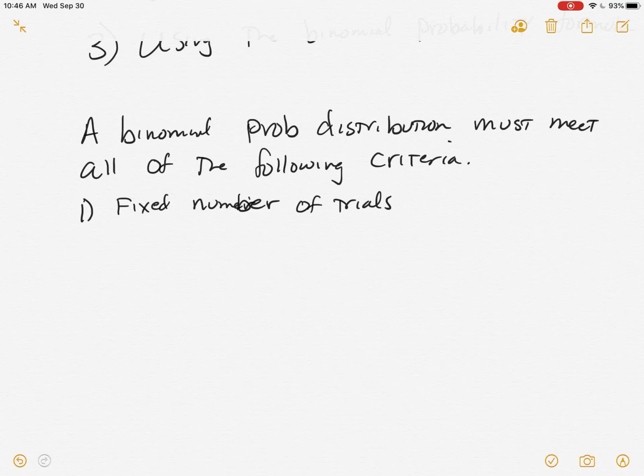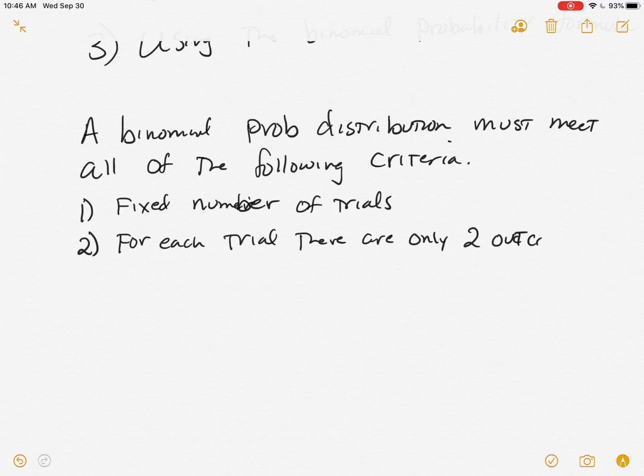This one's never violated. Nobody ever says, hey, roll a die an infinite number of times and tell me the probability that you get a 6. We already know that. It's 1/6. So we don't do things on an infinite level. Number two, for each trial, there are only 2 outcomes. That's where it gets its name. It gets its name from the fact that there's 2 outcomes. So bi means 2, right? Like a bicycle has 2 wheels. For each trial, there are only 2 outcomes.